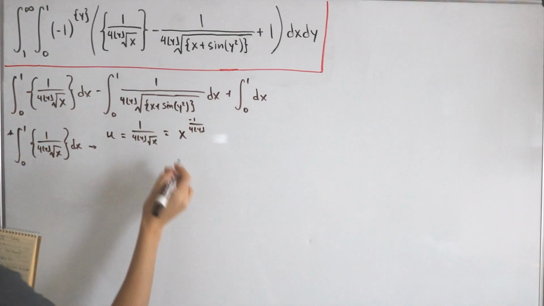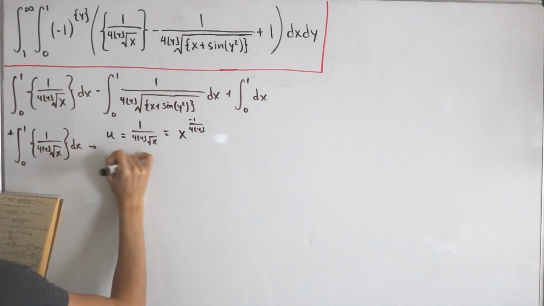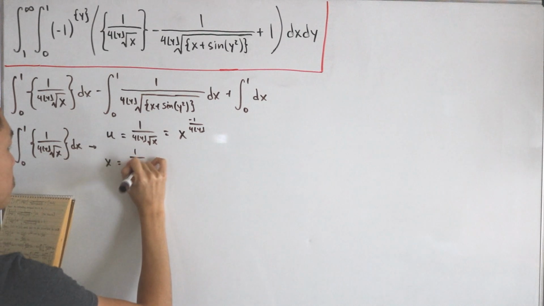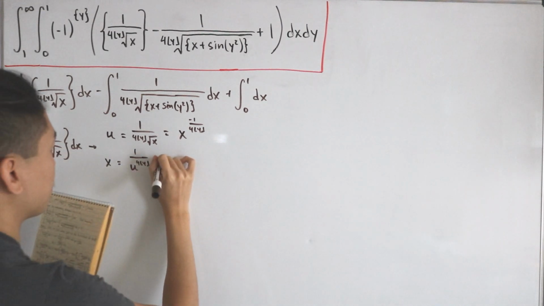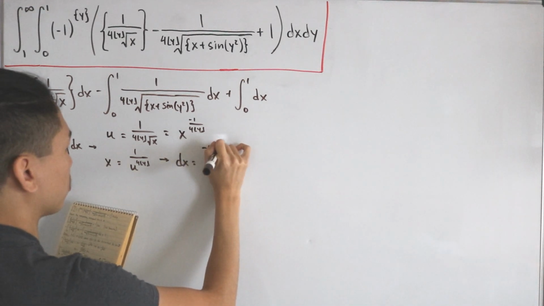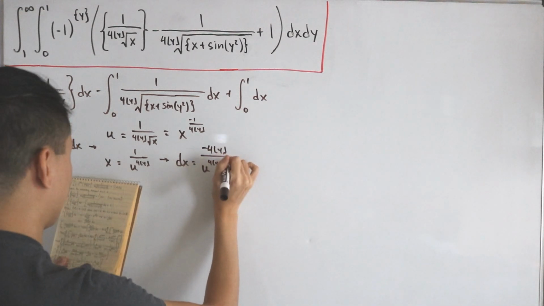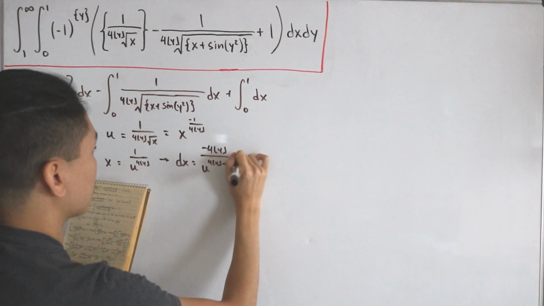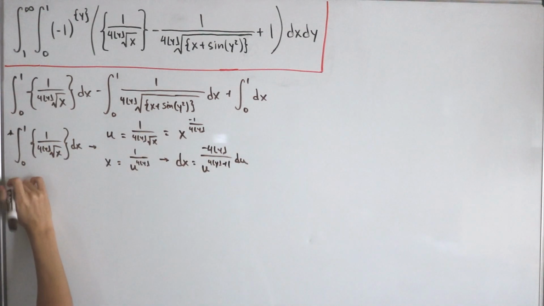Now if I solve for x on its own, that means x is equal to 1 divided by u to the power 4y. Then if I differentiate both sides, dx is equal to negative 4y divided by u to the power 4y plus 1, du. Okay, so with this in mind, we also have to change our bounds too, so don't forget to do that.